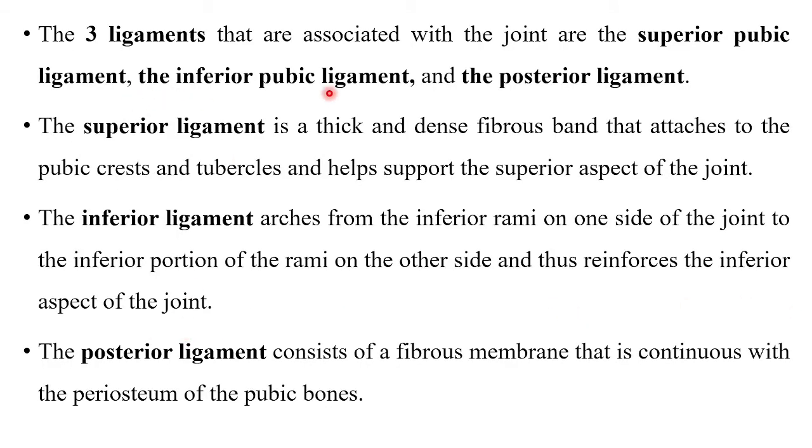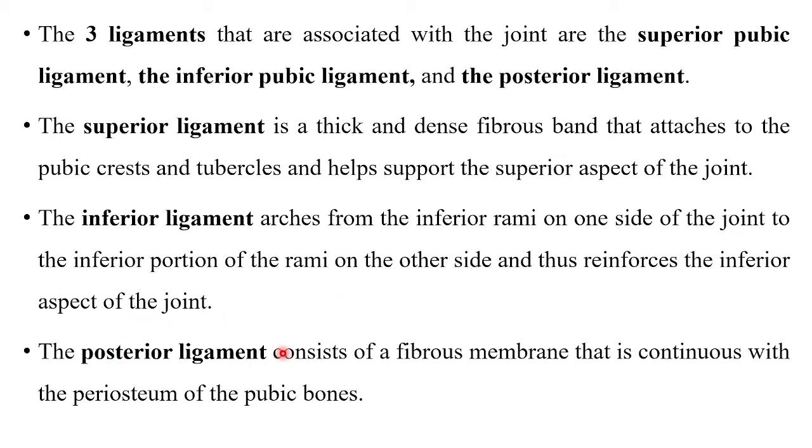The three ligaments associated with the joint are the superior pubic ligament, inferior pubic ligament, and the posterior ligaments. The superior ligament is a thick and dense fibrous band that attaches to the pubic crest and tubercles and helps support the superior aspect of the joint. The inferior ligament arches from the inferior rami on one side of the joint to the inferior portion of the rami on the other side, and this reinforces the inferior aspect of the joint.